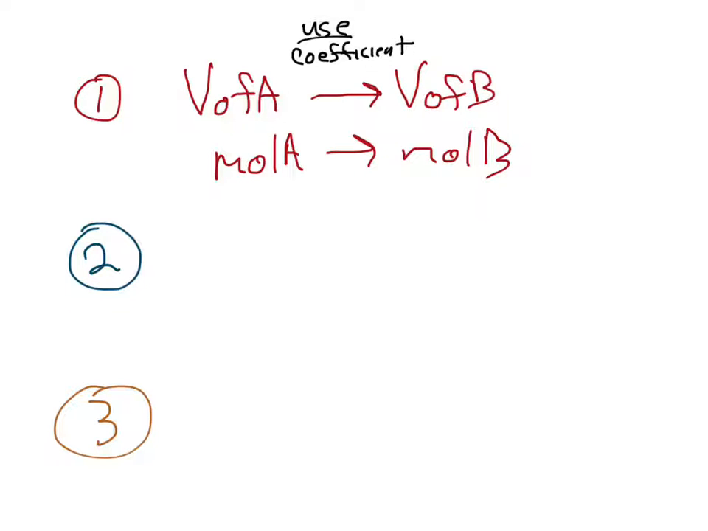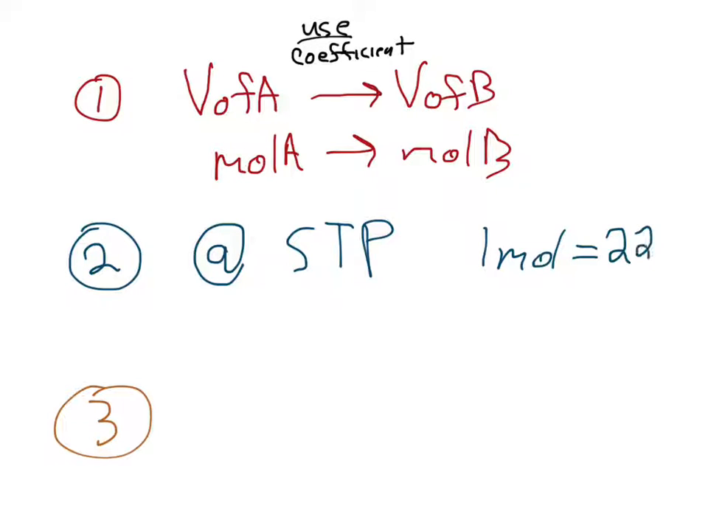The next type is when we are at standard temperature and pressure. If we are at standard temperature and pressure, we can use this where 1 mole is equal to 22.4 liters. And so if we're at standard temperature and pressure, we can go from volume to moles using the fact that 1 mole is 22.4 liters, because that is the standard molar volume.